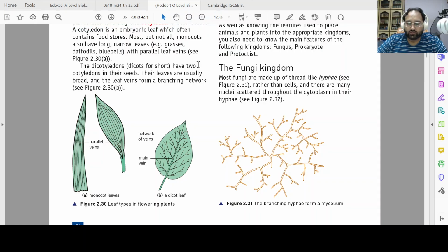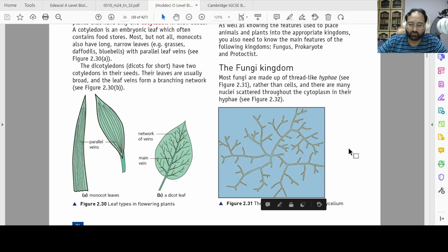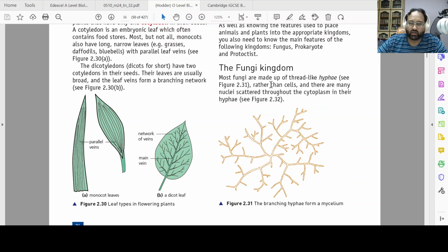Okay, so moving on, the fungi kingdom. Most fungi are made up of thread-like hyphae, as you can see in the illustration, rather than cells. So they don't have distinct cells. Now that doesn't make much sense because again we haven't covered chapter 1. Really, we should have started from chapter 1. Well, it is chapter 1 in the IGCSE book. So probably should have started from chapter 2. But anyways, we are here now.